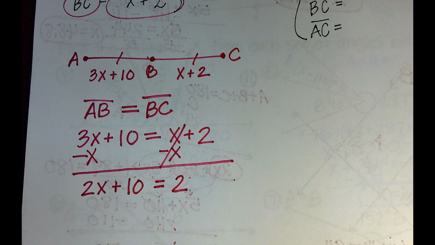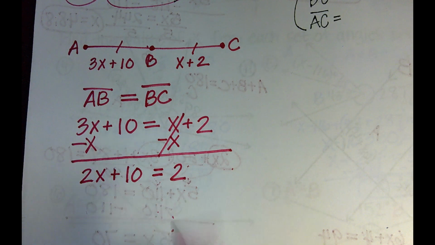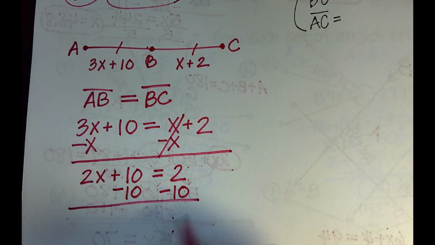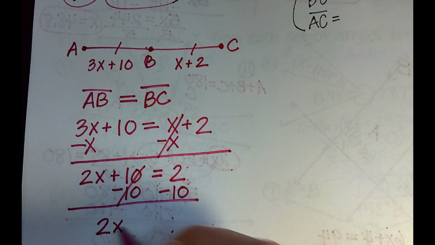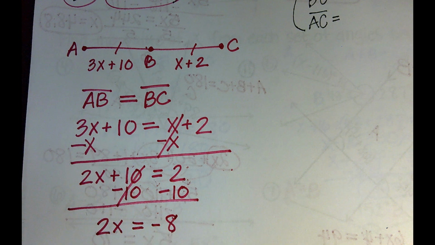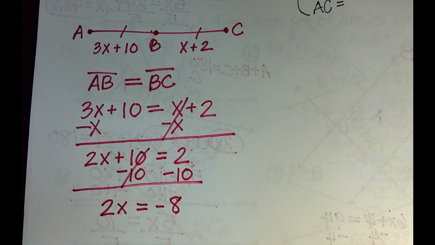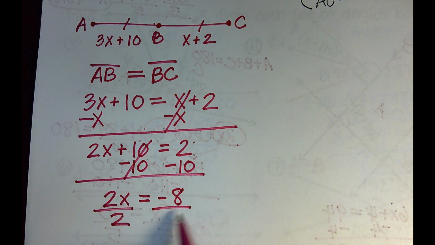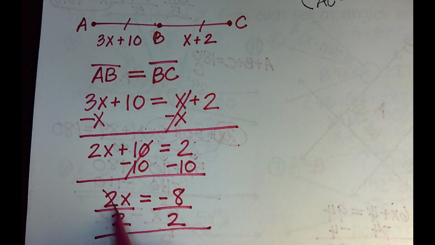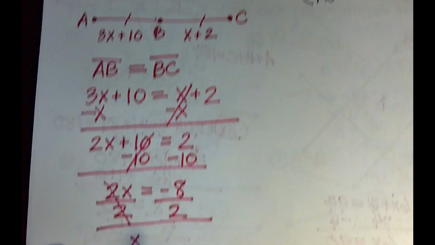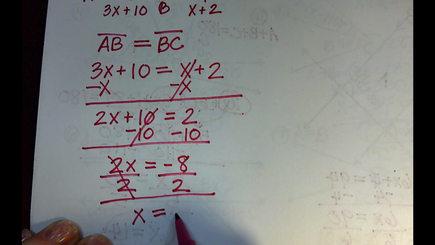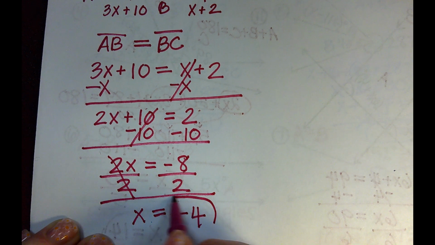Subtract 10 from both sides, which gives you 2x equals negative 8. And last but not least, divide by 2. So x equals negative 8 divided by positive 2, which will be negative 4.